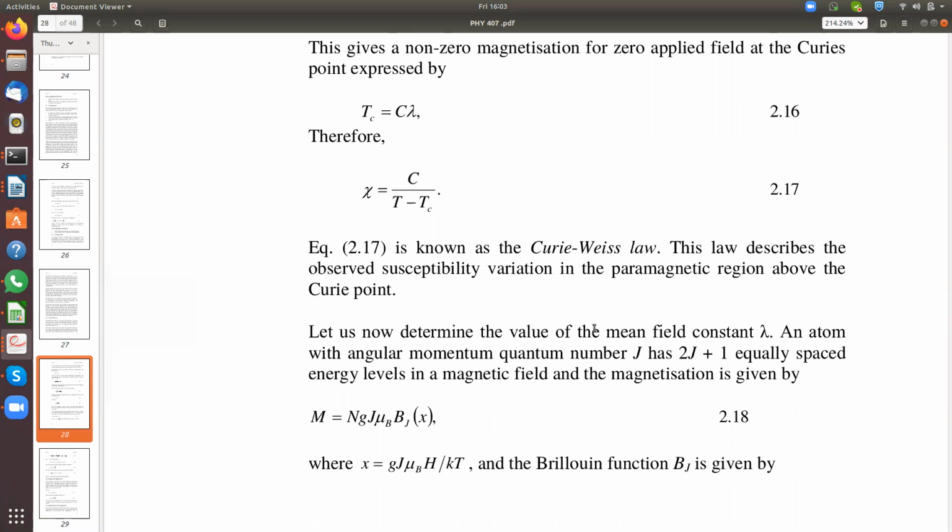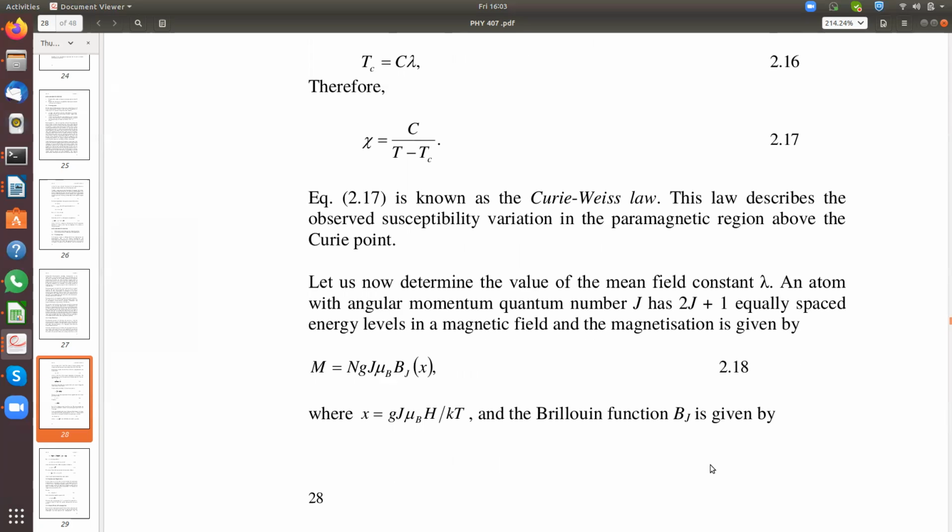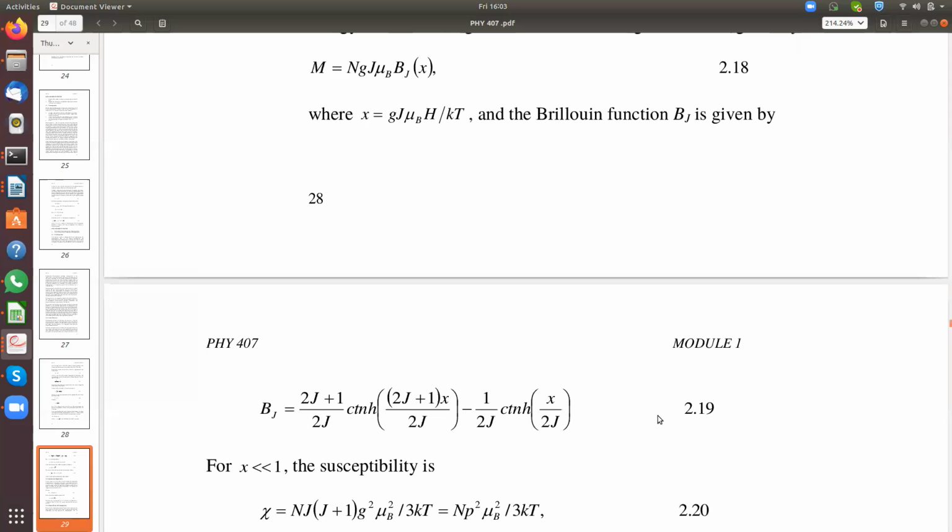An atom with angular momentum quantum number J has 2J plus 1 equally spaced energy levels in the magnetic field. Therefore, the magnetization, we can write it as M equals N g mu B B_J(x), where x in this case is g J mu B H divided by kT. So the Brillouin function B_J is given by this expression, which is 2.19.